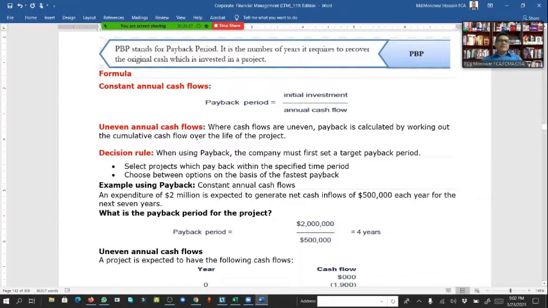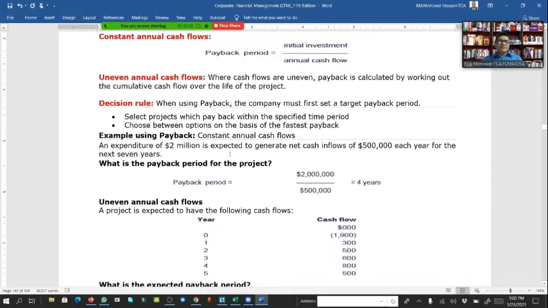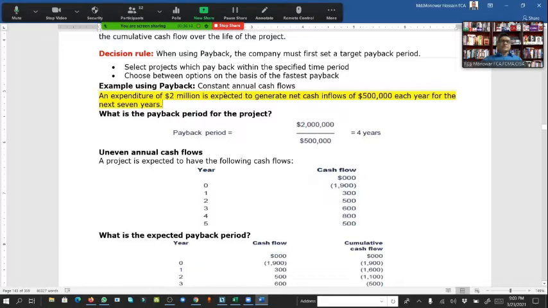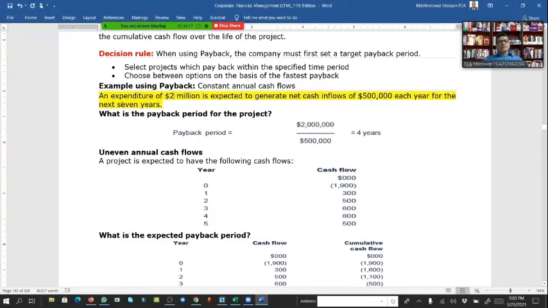There are different types of formula. Here is just a simple example. An expenditure of 2 million is expected to generate a net cash inflow of 5 lakh each year for the next 7 years. We divide the investment by the annual inflow, and we get 4 years. So in 4 years, this 2 million will come back. And this is the even case, meaning all amounts are the same.